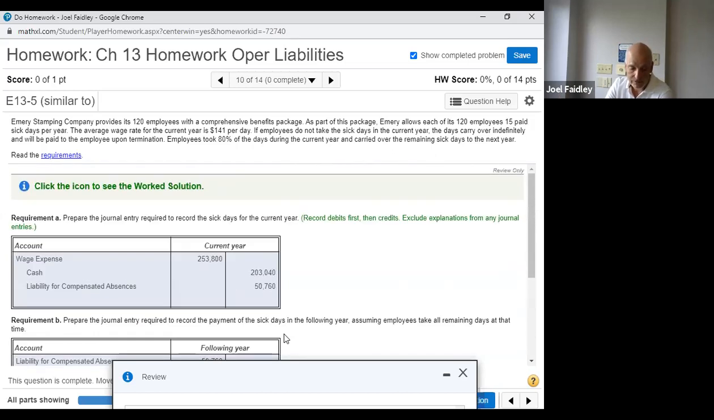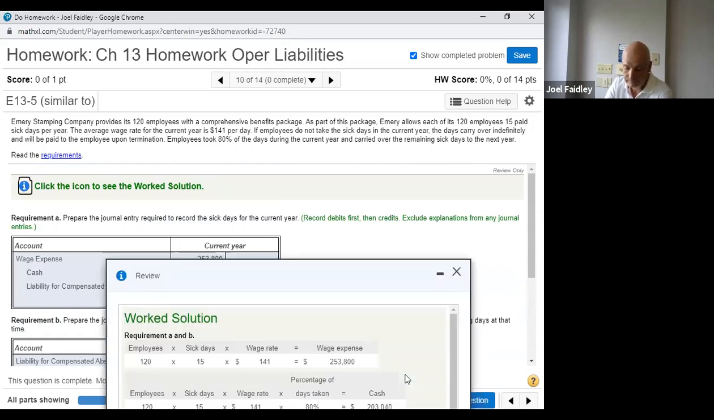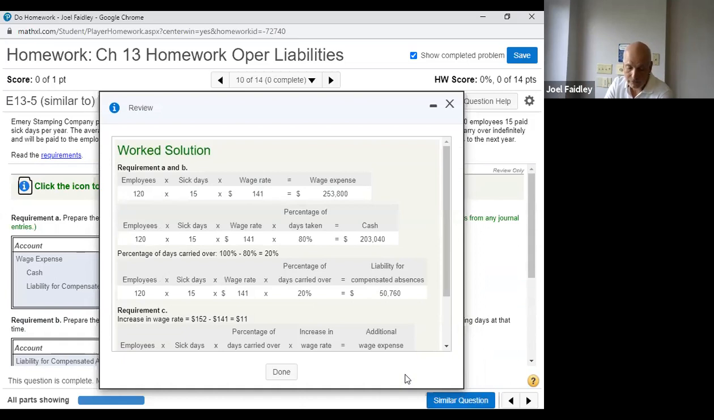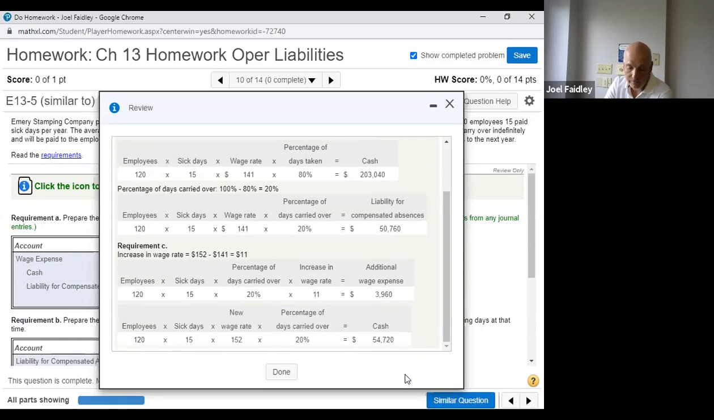So there you see in requirement C the wage expense. Let me just show you the solution without having to actually do the notepad. 120 employees times 15 days, 20% is left over, right? So 20% of those days, 15 days times 120, are going to be paid at a higher rate of $11. So that tells you my additional wage expense has to be $3,960.